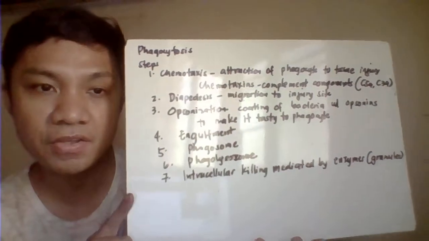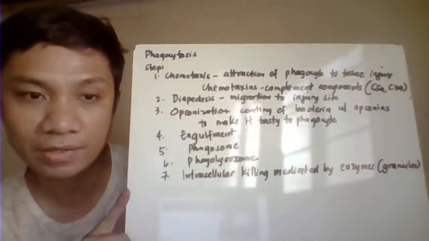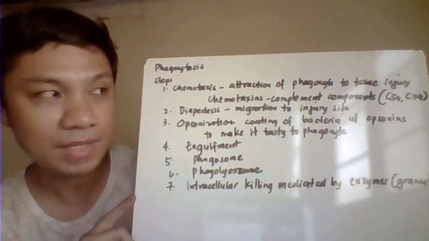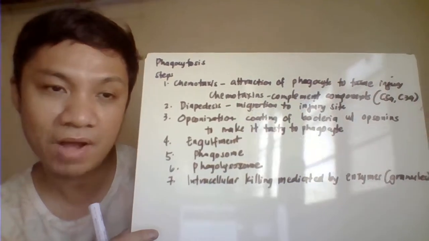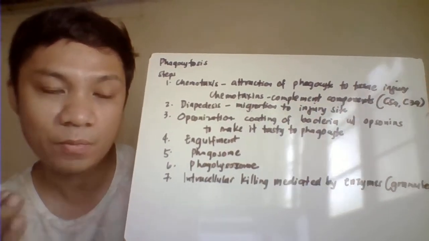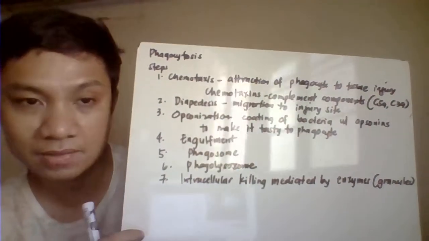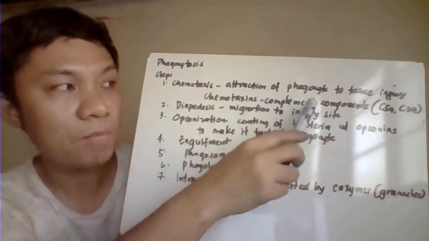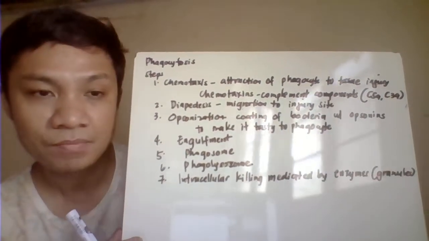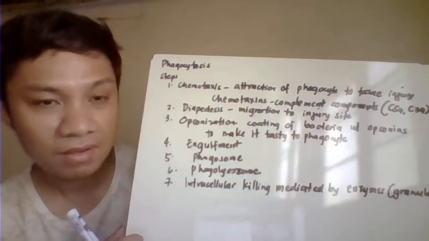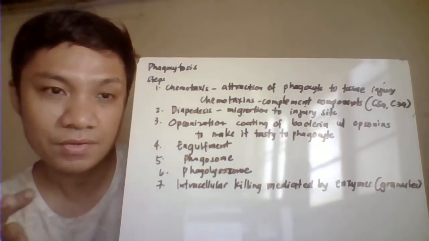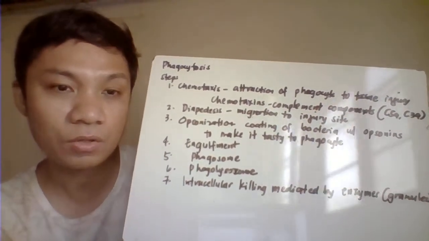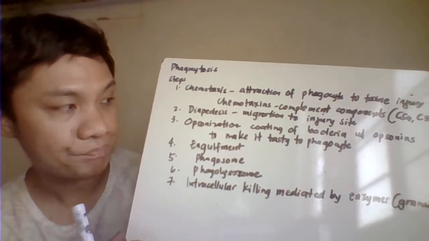Okay, then we have your phagocytosis. So we have here the outline of our phagocytosis. Start with chemotaxis. It's just the attraction of your phagocyte towards the area where you have your pathogens. It's mediated by our chemotaxins. Examples for that are the complement components C5a and C3a. Followed by diapedesis, which is just the migration of your phagocyte from your blood going to your tissue where you have tissue injury.